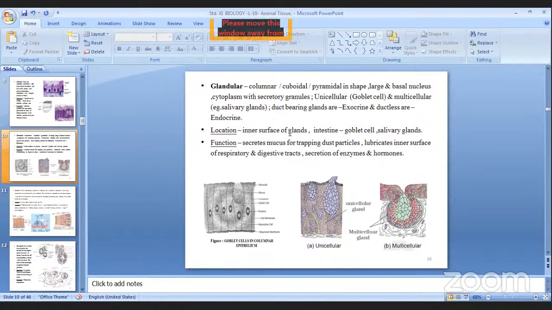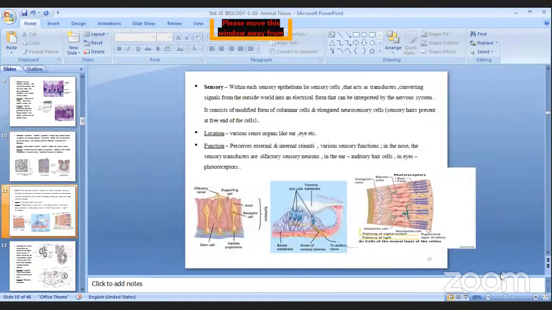That means if there are no ducts. Then location: they are present in the inner surface of the glands, intestine, goblet cells, salivary glands. Then function: secretes mucus for trapping dust particles, lubricates the inner surface of the respiratory and digestive tract, secretion of enzymes and hormones. So for any cell, any tissue you want to explain, student, you have to write the description, diagram, location, and function. You have to write in these headings only.